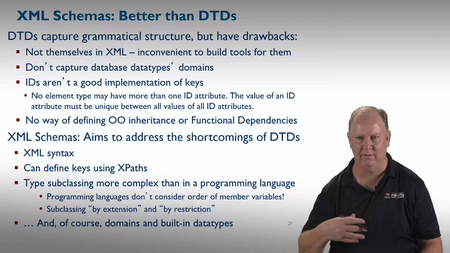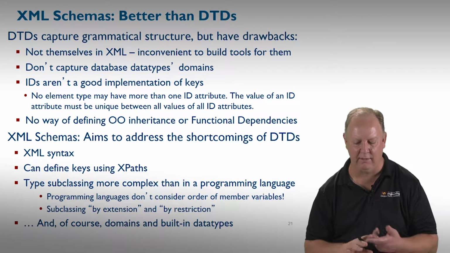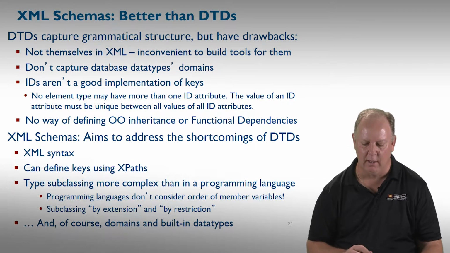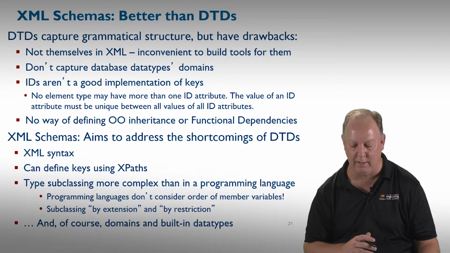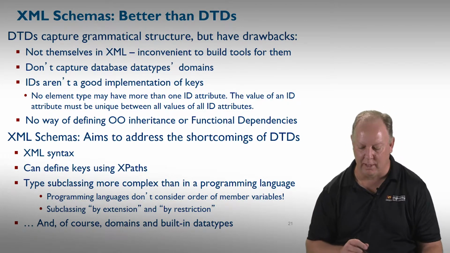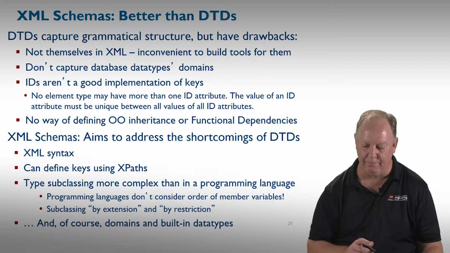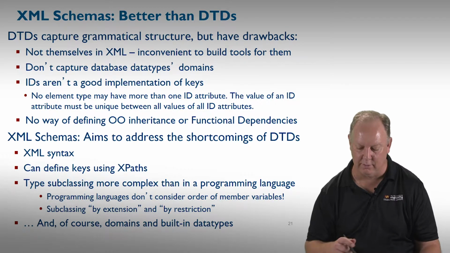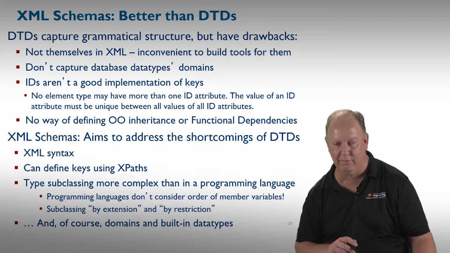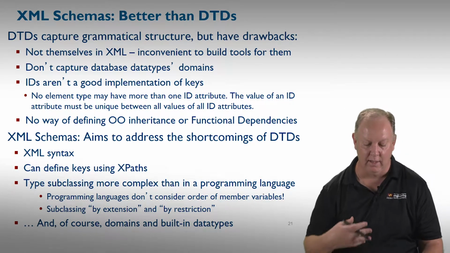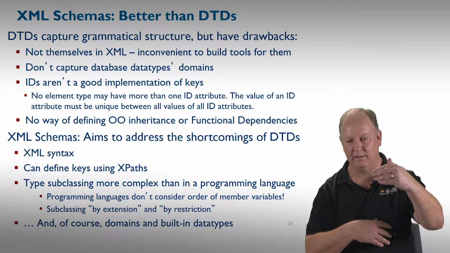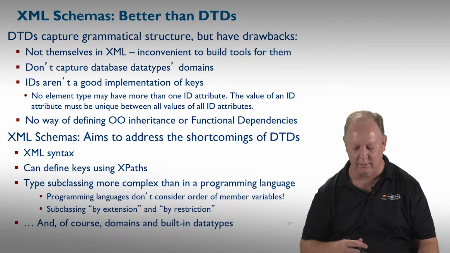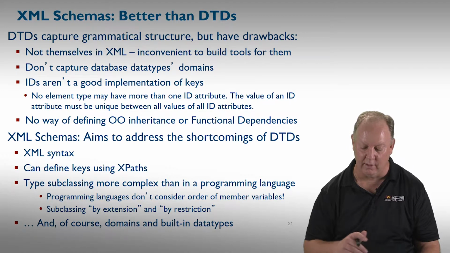There were some other things I don't mention here, such as better handling of namespaces, for example. You can define keys using XPath. So you had this kind of navigational key that handled this hierarchical structure we're talking about in a tree. You had type subclassing. That's even more complex than in a programming language. For example, programming languages don't consider the order of member variables. Here you could actually consider an ordering of your content model, including the sub-elements, sub-attributes, and the attributes on your elements.